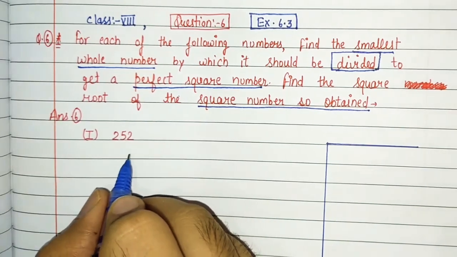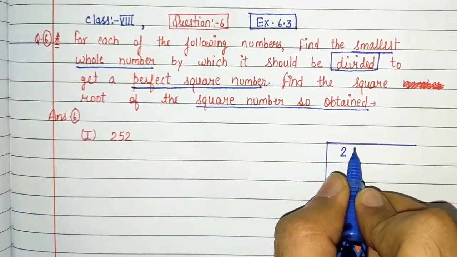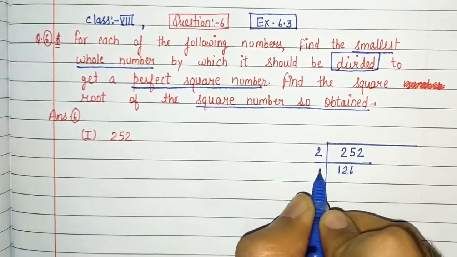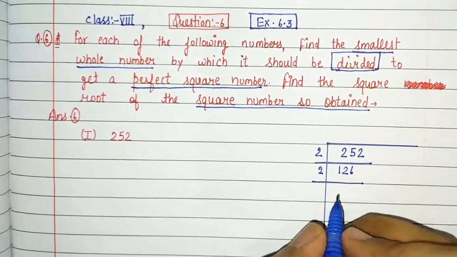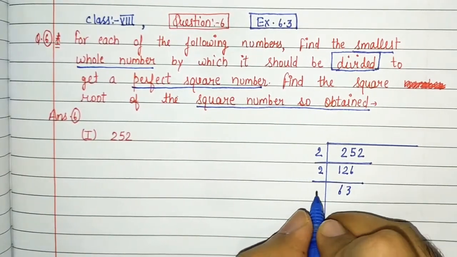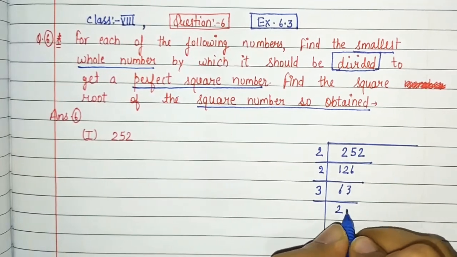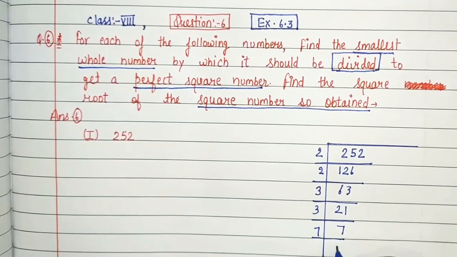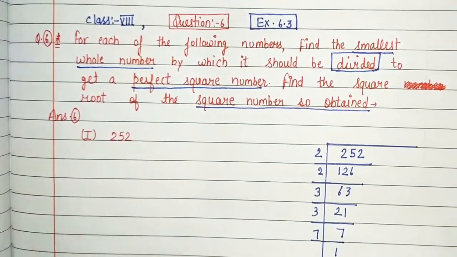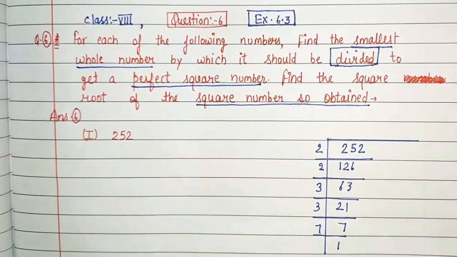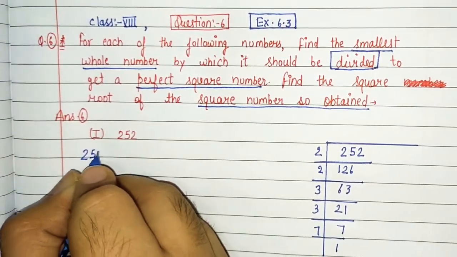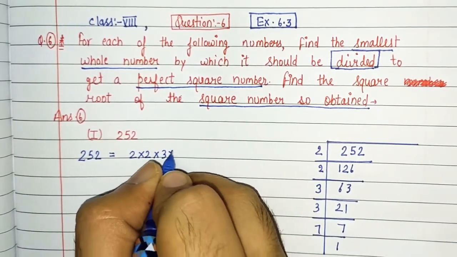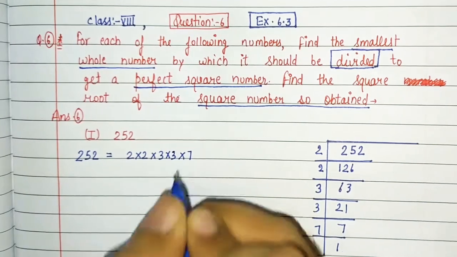So same, by prime factorization we will find the prime factors of 252. Divide with 2, 126. Again divide with 2, 63. Now divide with 3, 21. Again 3 times 7. At last 7, then 1. Done. Now using prime factors, 252 is equal to 2 into 2 into 3 into 3 into 7.